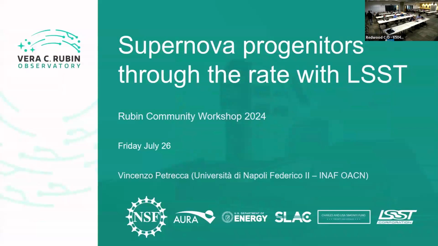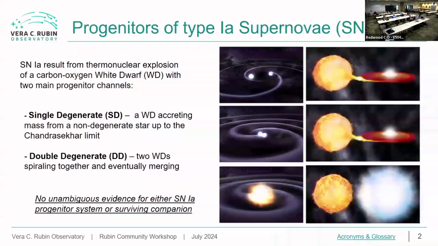So that speaker is me for the very last talk of this session. We'll talk about type 1a supernova progenitors, constraining them through the rate with DP0 and trying to go beyond. The problem of the progenitor of type 1a supernovae is really interesting because we all use these sources for cosmology, but actually we don't have a clear, unambiguous evidence of the progenitor.